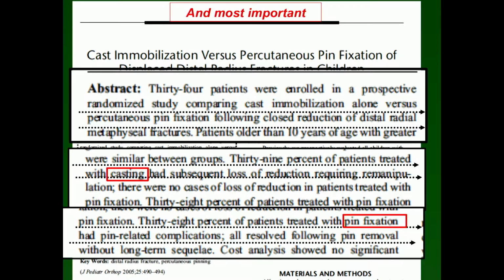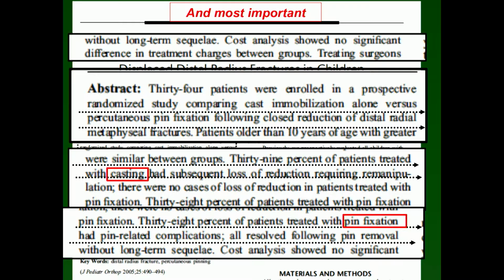And the most important thing is, does it cost more to put the pins in? They said their cost analysis showed no significant difference in treatment charges between the groups. So I think it depends on which you feel most comfortable with. Certainly if you have a lot of swelling, or you have an obese child and you're concerned that when the swelling goes down your cast may not be good, or you've got some comminution, then you probably ought to consider pins. But each one ought to be decided based upon your ability to put on a cast, what type of patient you have, and what type of fracture pattern.